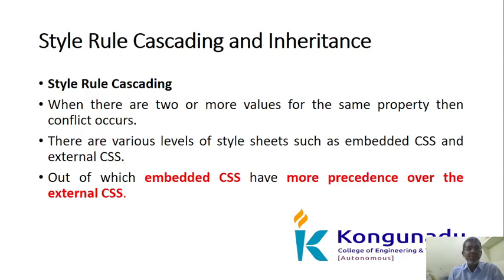Okay, next we are going to see the rules and regulations for cascading style sheets. There are style rules. When there are two or more values for the same property, a conflict will occur, so we should not use two or more values for the same property. There are various levels of style sheets, such as embedded CSS and external CSS, out of which embedded CSS has more precedence over external CSS.